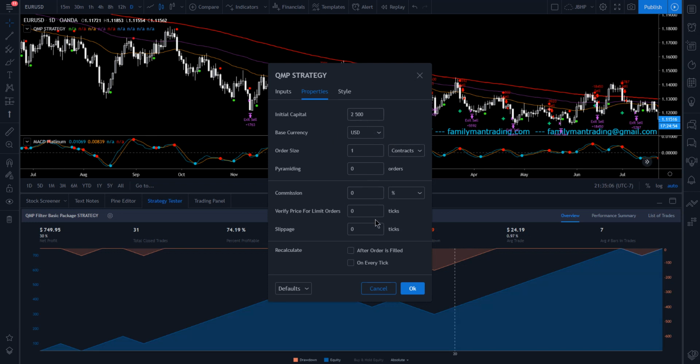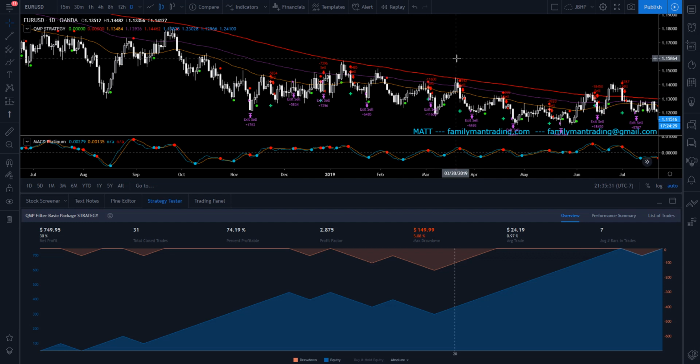You'll notice as we make changes to the strategy inputs and the properties, the chart will change, and so will the data that it comes back with down here, because it's taking new information from you. And you can fill out your base currency and your initial capital however you want. Because the strategy is already programmed for order size and pyramiding, I recommend just leaving those alone. Otherwise you might change the way the strategy performs, and I can't promise how that might work for you. Okay, we're done with that.